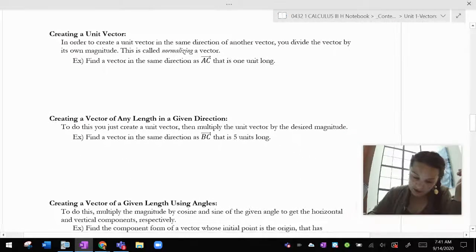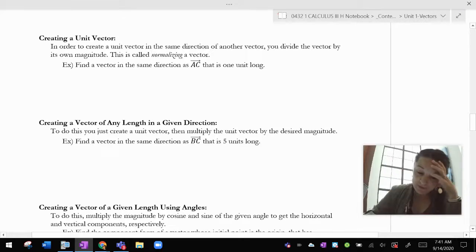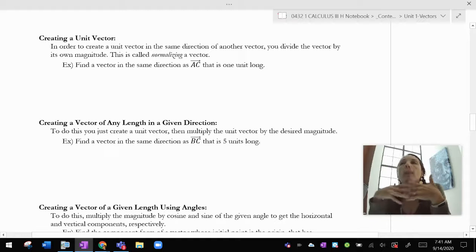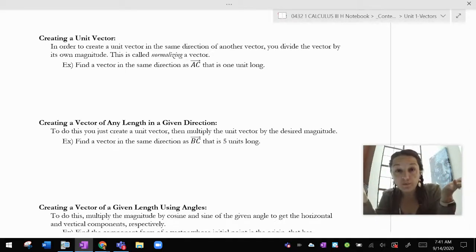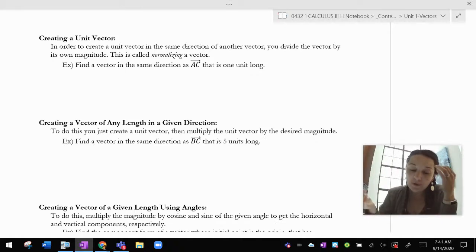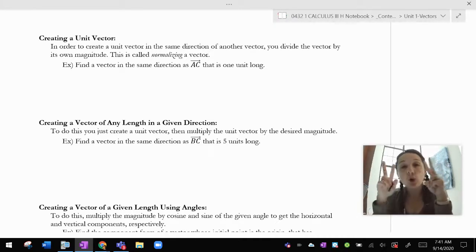All right. Creating a unit vector. Fine. How do I make a unit vector? Well, here's the thing. Anybody can make a unit vector. 1, 0, 0, 1, 0, negative 1. There are others. If I want to make a unit vector with a specific direction, that's what we're really getting at here. So it says in order to create a unit vector in the same direction of another vector, you divide the vector by its own magnitude. This is called normalizing a vector, okay?